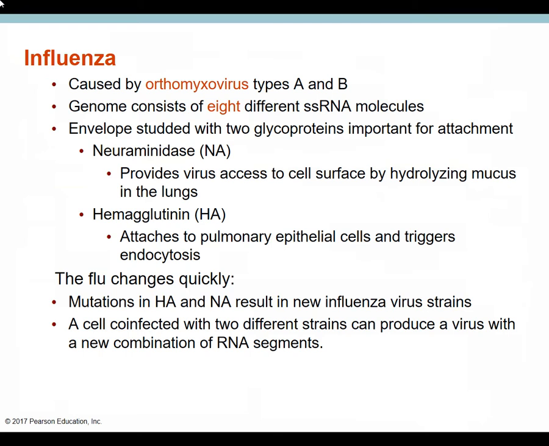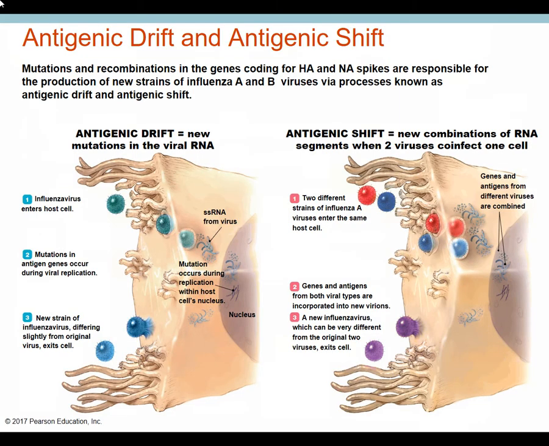So different strains, slightly different mutant versions of each of these, create slightly different serotypes of the flu. And that's why every year a different combination of flu comes in. There are mutations in the genes themselves that encode the neuraminidase and the hemagglutinin, but you can also have a new combination of these mutants when one cell gets infected with 2 different flus, which can happen. And so this is called antigenic drift and antigenic shift for the flu.